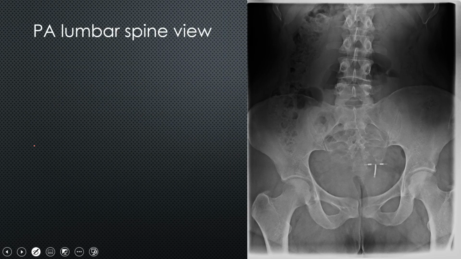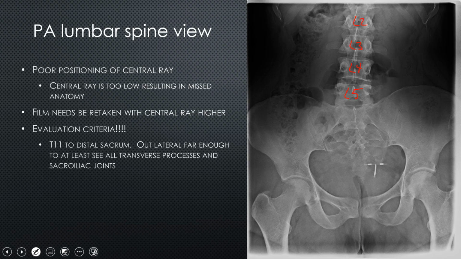So looking at this P to A lumbar spine view, doesn't look too bad, but if you look closely, are we really seeing all of our lumbar spine? As I am going up, I see L2 through L5, but I'm only seeing half of L1, which obviously with a lumbar spine, we have to see all of our lumbar vertebra. So the patient is positioned properly. However, the central ray is actually too low and it's missing pertinent anatomy.